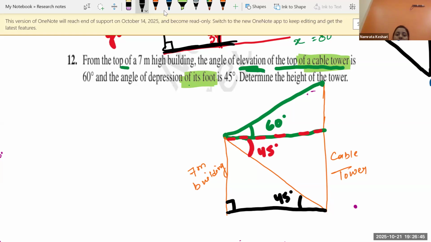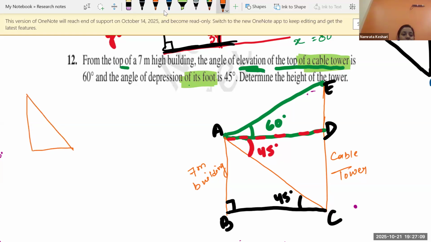Okay, so let's name it A, B, C, D, E. You will be taking two right angle triangles rather than taking a triangle ADC. Okay, you can see it's upside down. We will be focusing on triangle ABC. Is it clear? Yes, ma'am. I'm getting 7 bracket root 3 plus 1. Yeah, I think we'll be getting something like that.